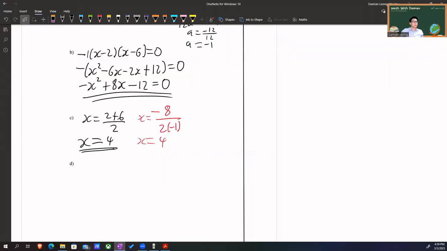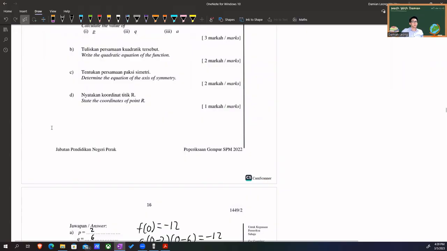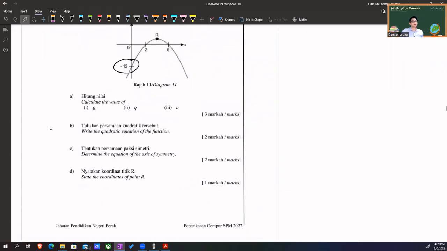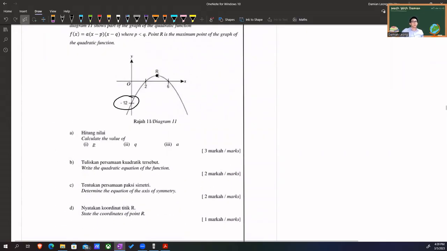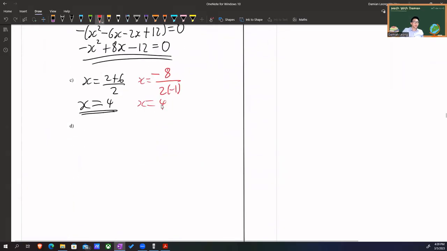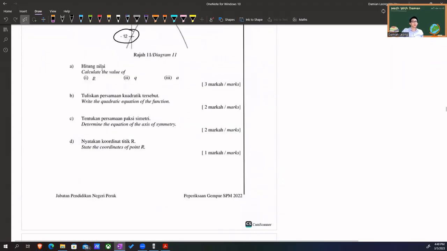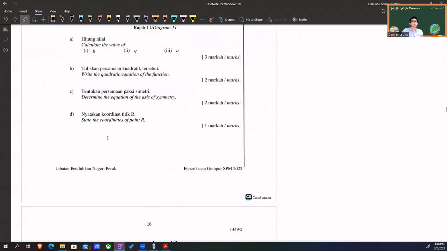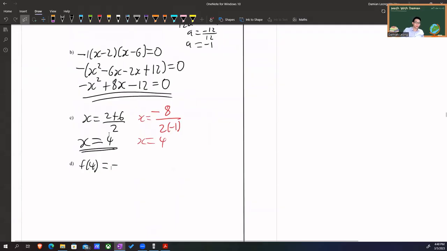But D, state the coordinates of point R. Point R is the maximum point, so I already have the x coordinate. So f(4), sub in 4 into the function. I can put in the original one here, it doesn't really matter. It's up to you.